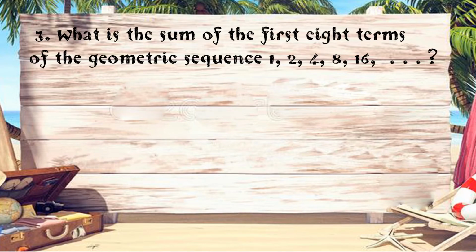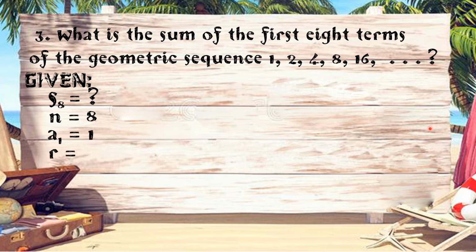Example 3. What is the sum of the first 8 terms of the geometric sequence 1, 2, 4, 8, 16, and so on until the 8 terms? Okay, given muna tayo. S sub 8 ang ating nawawala, therefore, ang n natin ay 8. The first term is 1, and then the ratio is second term divided by the first term, or third term divided by the second term. 2 divided by 1 is just equal to 2.